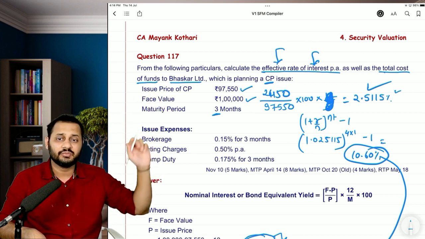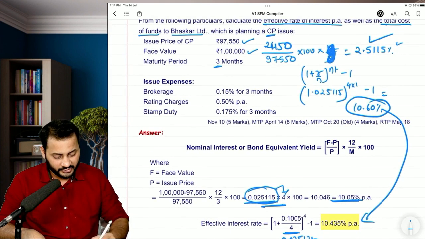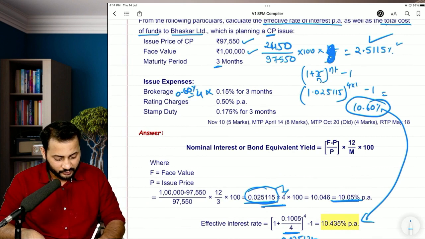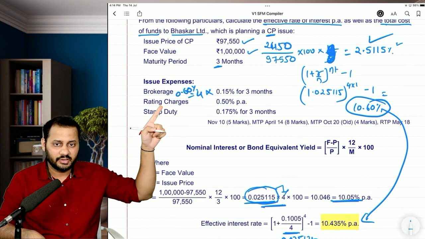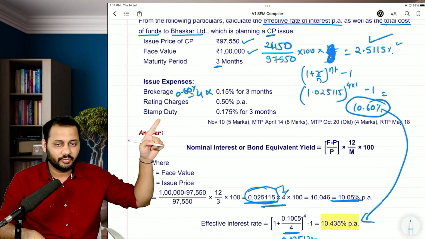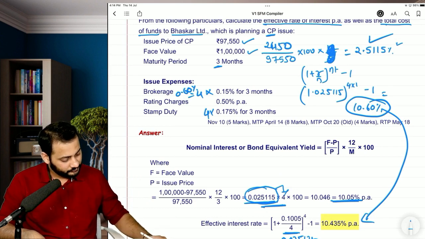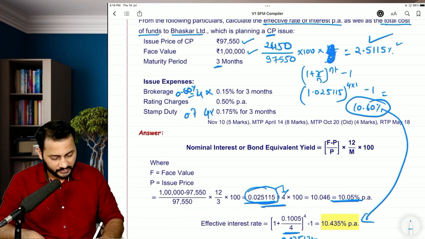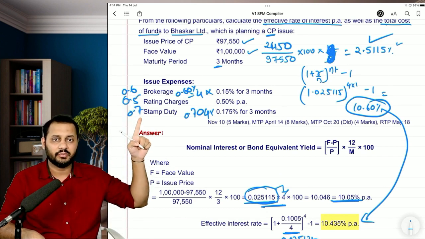But apart from that, the company also has to bear brokerage, 0.15% for 3 months. Can I say that for the entire year it will be 0.60%? Rating charges are already given as per annum, and stamp duty is already given as 0.175 for 3 months. So we can just multiply it by 4 to arrive at 0.70%. So 0.6, 0.5 and 0.7% are the charges per annum.